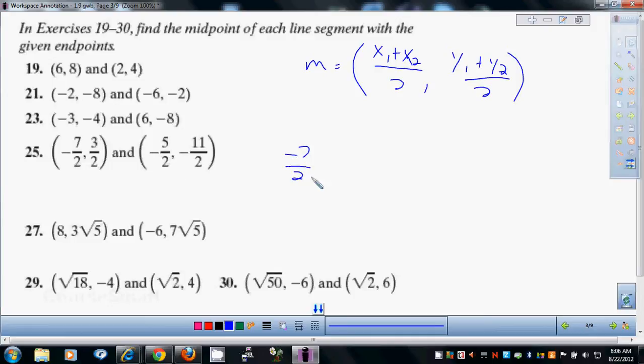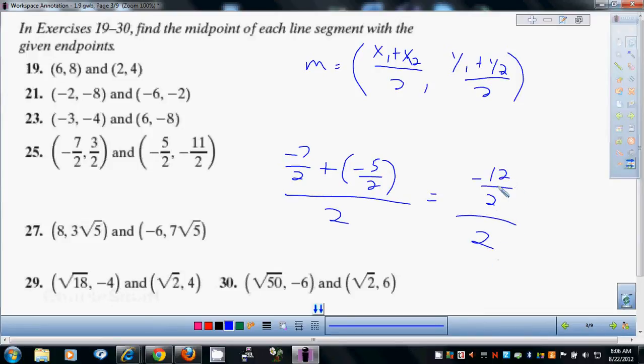So what's negative 7 halves plus negative 5 halves? We'll divide it by 2 in a second. I'll go ahead and set it up. But first we need to do the top. Negative 7 plus negative 5 is what? Negative 12. Negative 12 over... What's negative 12 over 2? Negative 6. What's negative 6 over 2? Negative 3. So that's our x-coordinate.